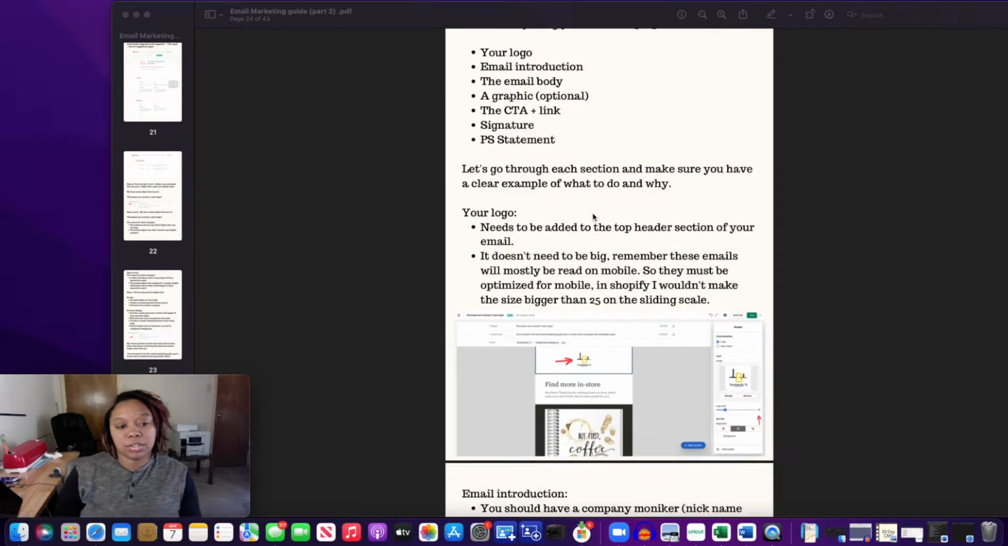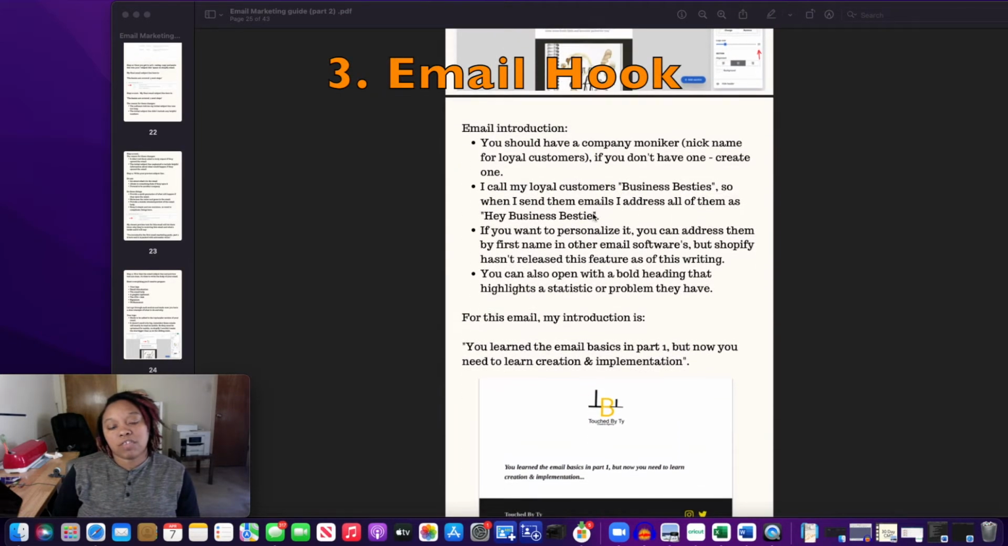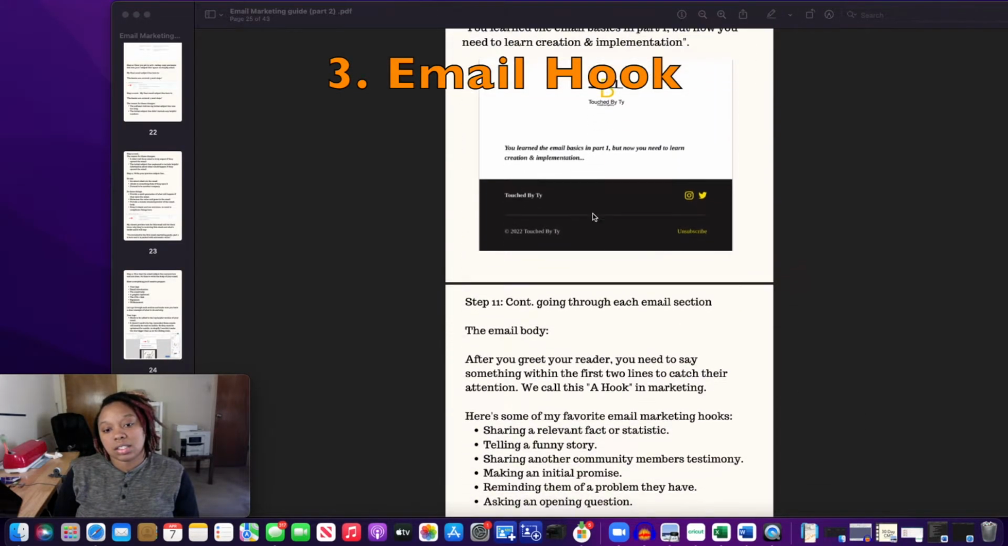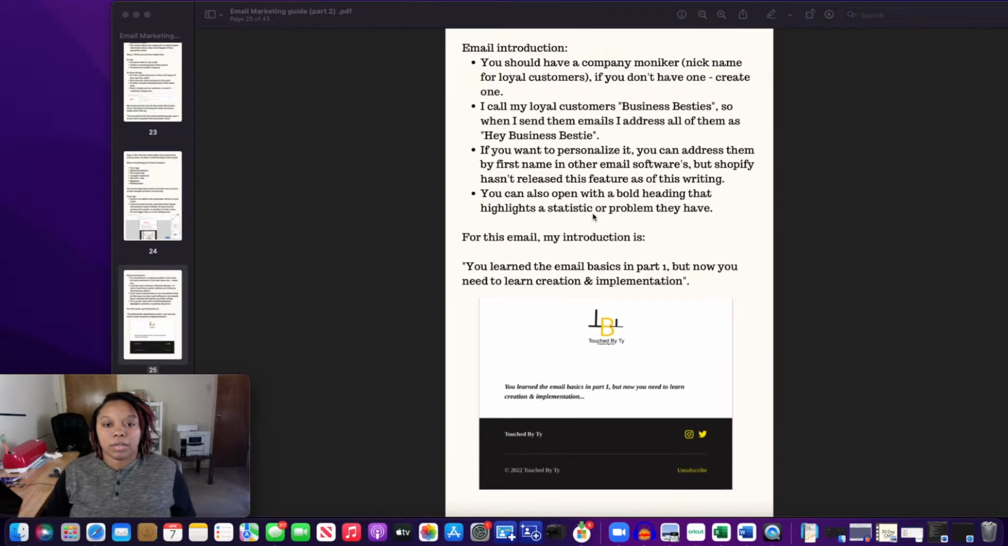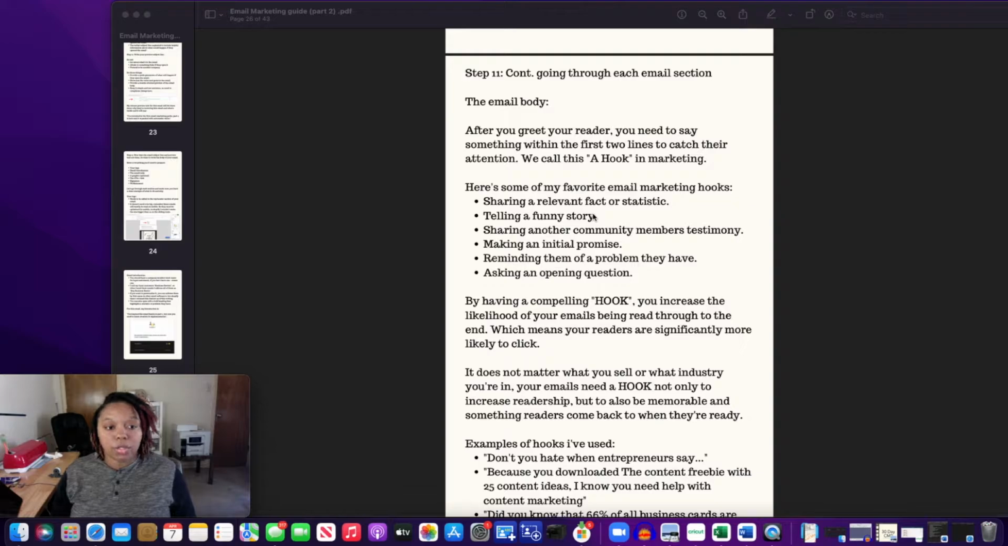Now, when it comes to your email hook, this is the first 2 sentences that you should focus on when you are trying to get people to decide if they're going to read your email, to decide if they're going to stick around and see what your email is about. So some bullet points that I called out when I was talking about your email hook: what type of email hook you want, the purpose of your email, and the goals of your email.